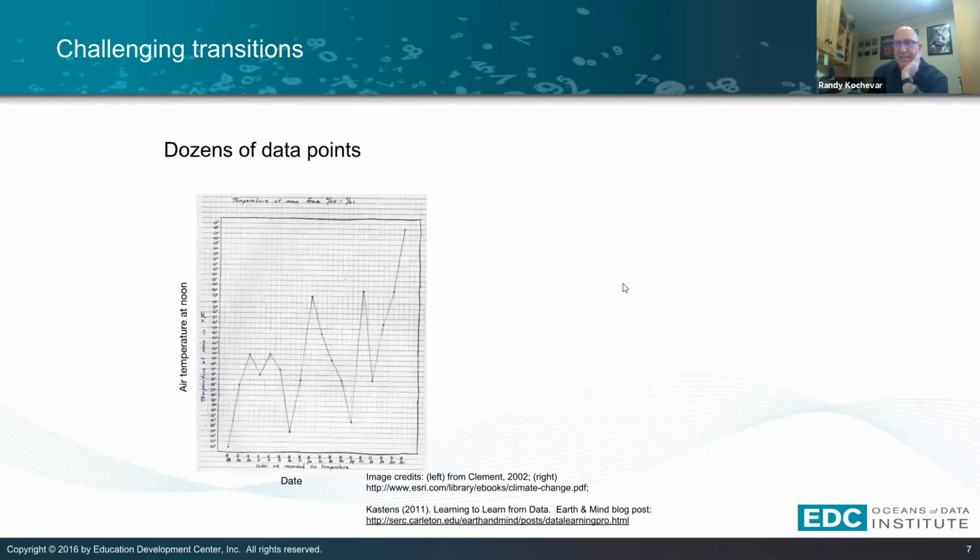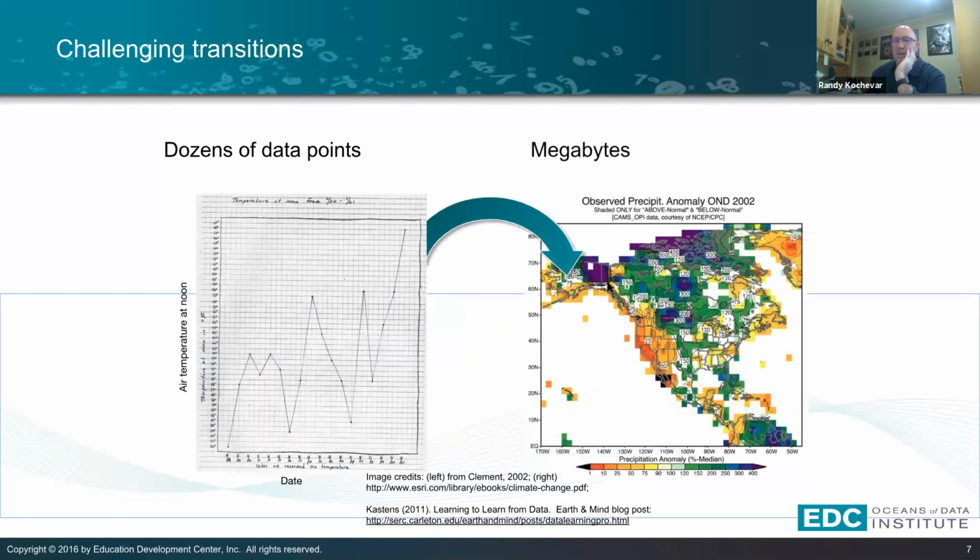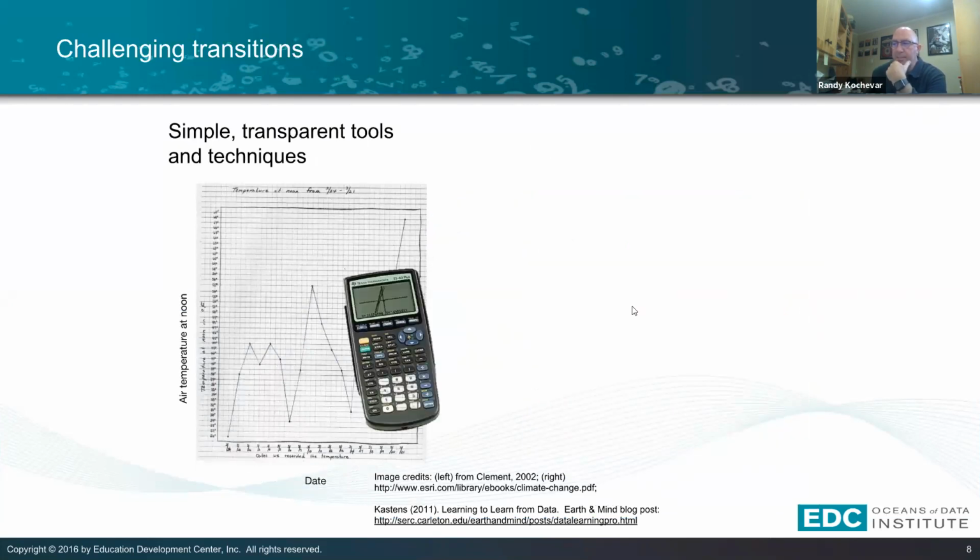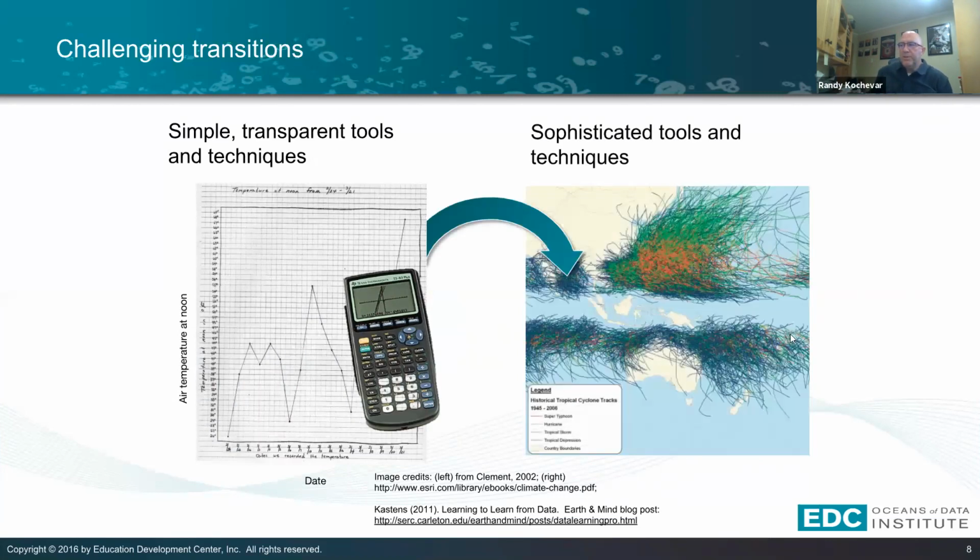Where student-collected data is oftentimes just dozens of data points, in these large data sets we're often working with megabytes or terabytes of data. And finally, with a simple data set, it's oftentimes possible to just take a piece of graphing paper and plot points and draw lines. But when we're working with these much larger data sets, it typically needs a computer to do that work. And oftentimes the visualization and analysis tools that we use are very sophisticated, and it becomes an effort in and of itself just learning how to interpret a visualization or an analysis.